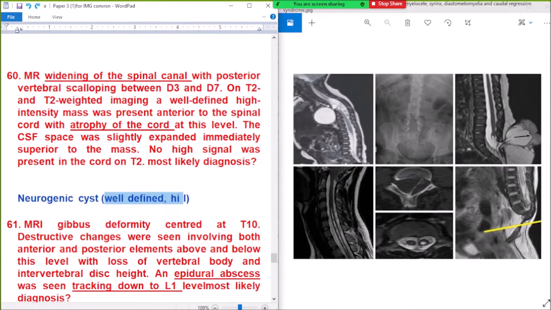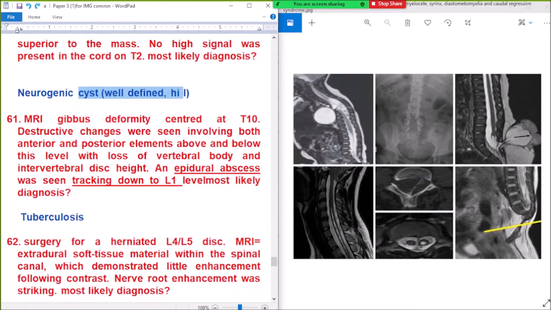So there's widening of the spinal canal with posterior vertebral body scalloping, and on T2 there was a well-defined high signal intensity mass anterior to the spinal cord with atrophy of the cord at this level. The CSF space was slightly expanded. Diagnosis: neurenteric cyst. Question 61.